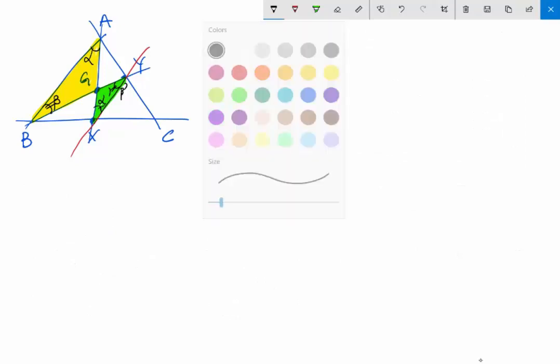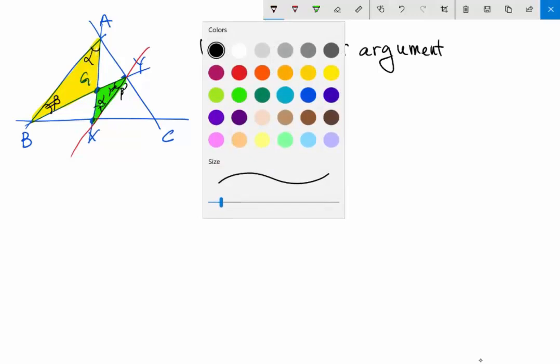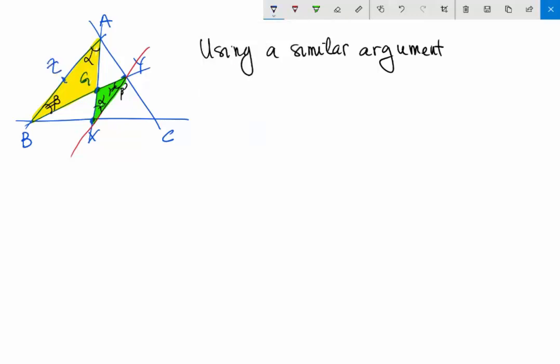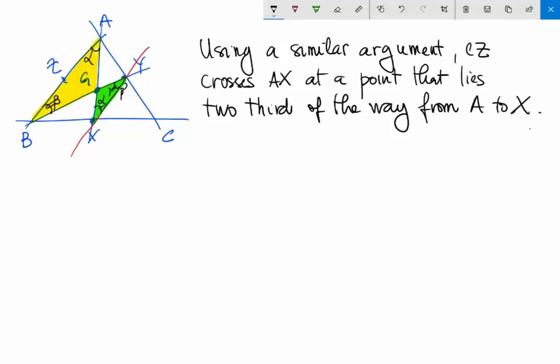Next, using a similar argument, if Z is the midpoint of AB, then if we play the same game, we can see that CZ crosses AX at a point that lies 2/3 of the way from A to X. And this gives us exactly what we want.